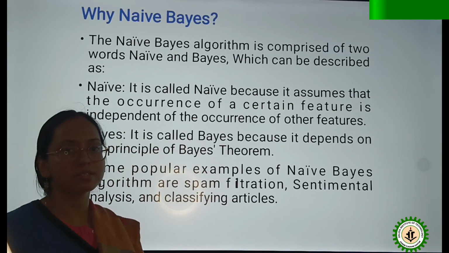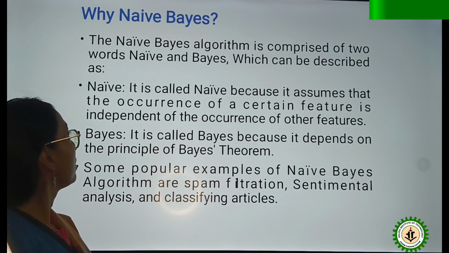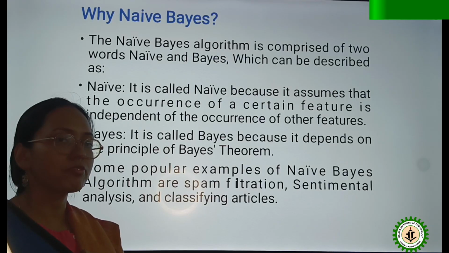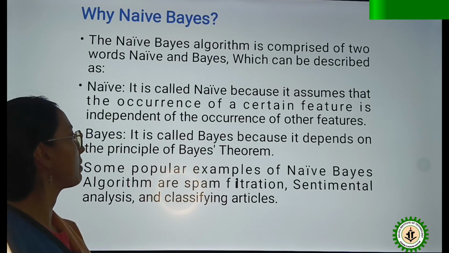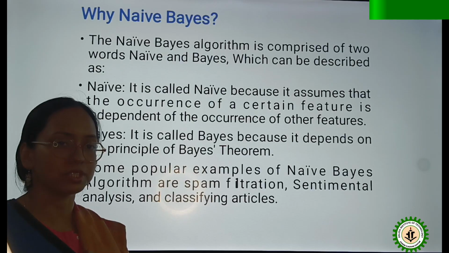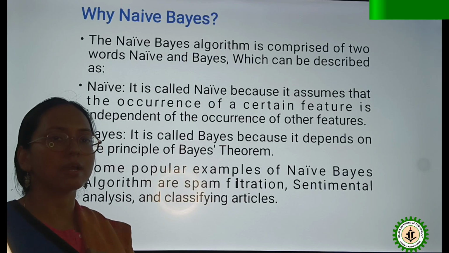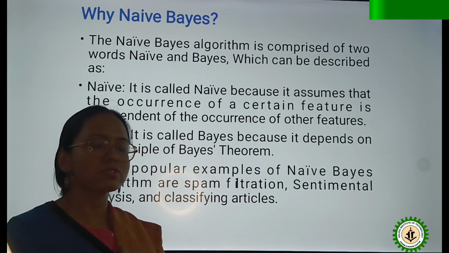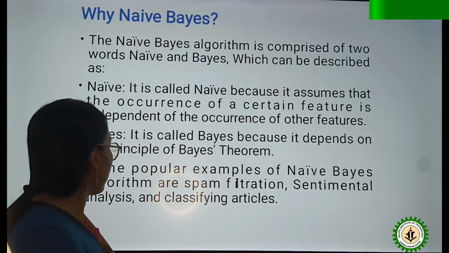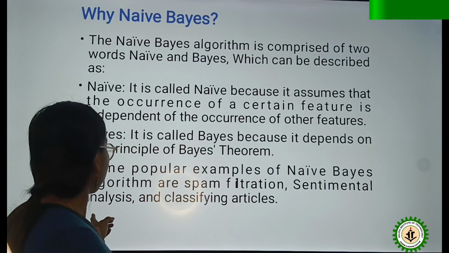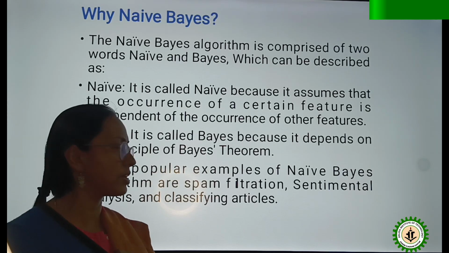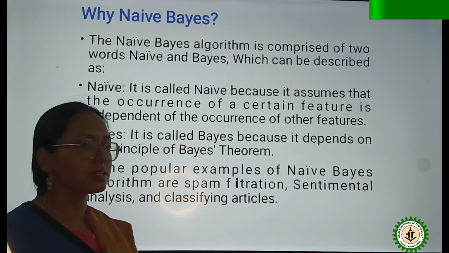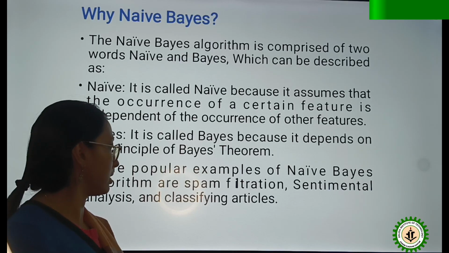Why is the term naive-Bayes there? As you can see, it consists of two words, naive and Bayes. It is called naive because it assumes that the occurrence of a certain feature is independent of the occurrence of any other features. And Bayes because it is based on the Bayes theorem. So it is also called the naive-Bayes theorem. Some other popular examples of the naive-Bayes algorithm are spam filtration, sentiment analysis, and classification of articles.